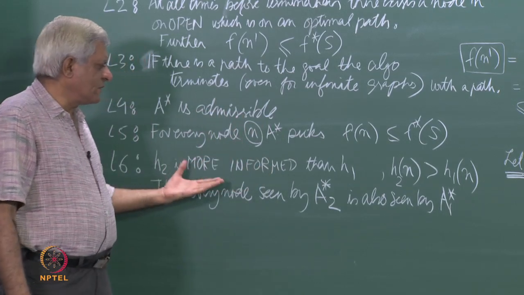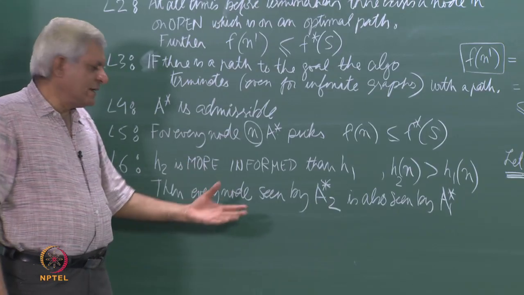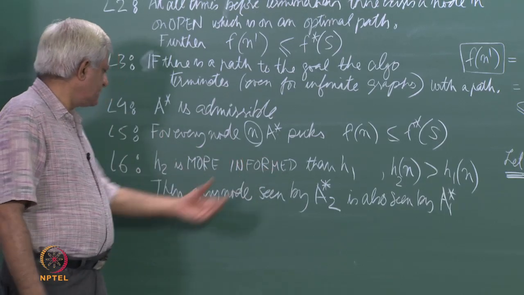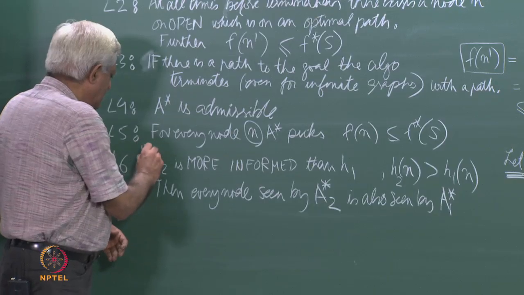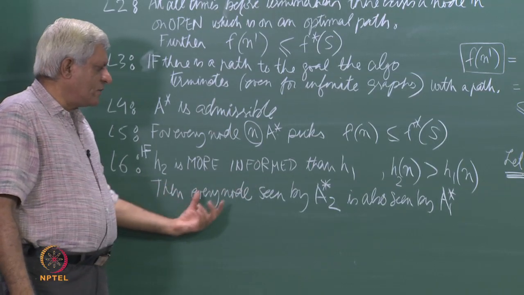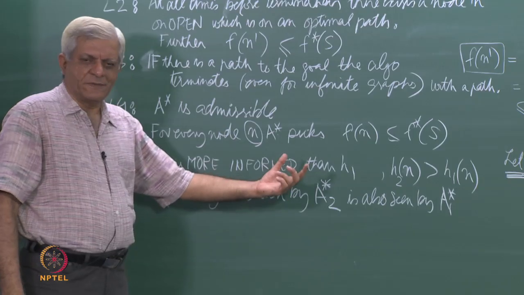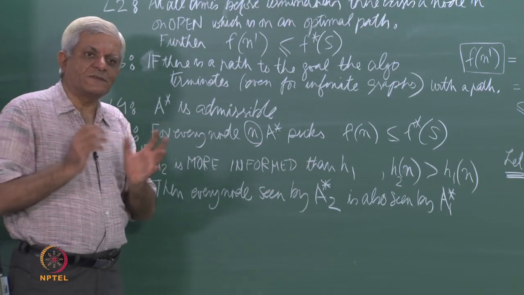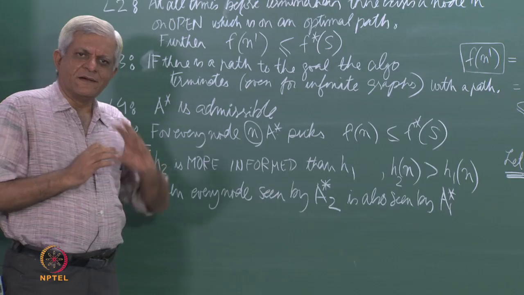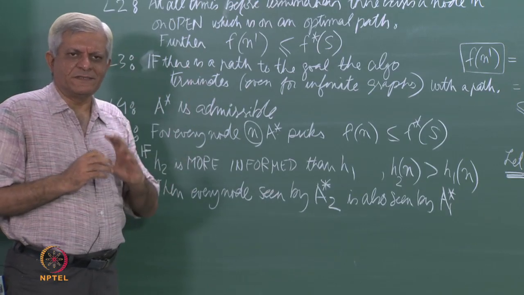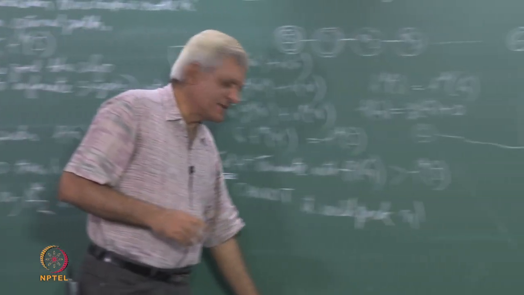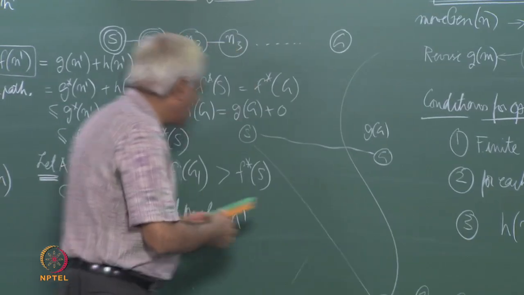So, such a function is called more informed, and we are making a claim that if H2 is more informed than H1, then every node seen by A2 star is also seen by A1 star, which means A2 star will see in general a smaller number of nodes, or which means it will explore a smaller part of the search space essentially. It will be more focused towards the search.